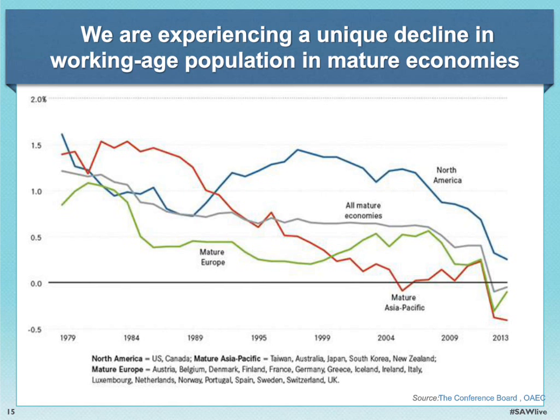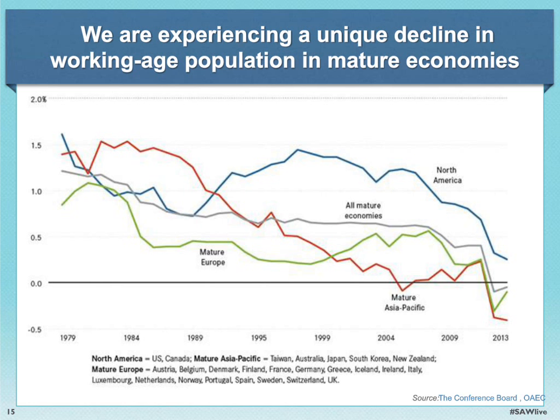Right. So in this chart, we see the annual growth in working age population in four groups of countries. And so far I talked mostly about the U.S., and we see that the U.S. is actually in better shape than other advanced economies.